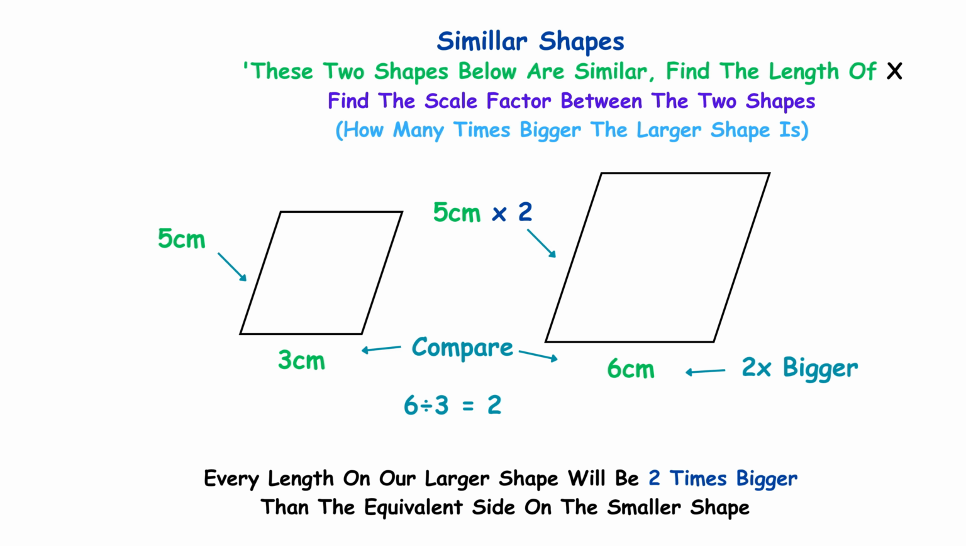To find the scale factor, we compare two matching or corresponding sides, like the bottom sides in this case, and calculate how many times bigger the larger side is than the smaller one. Since 6 centimeters is 2 times larger than 3 centimeters, the scale factor in this case is 2, which we can also determine by dividing 6 by 3. This tells us that every length on the larger shape is double the length of the corresponding side on the smaller shape. So, to find the value of x, if the matching side on the smaller shape is 5 centimeters, we simply multiply 5 by 2, resulting in 10 centimeters, meaning x is 10 centimeters long.